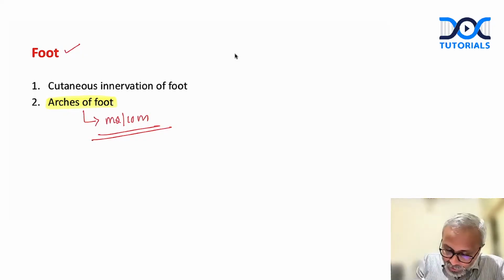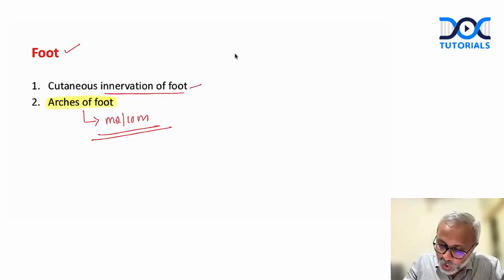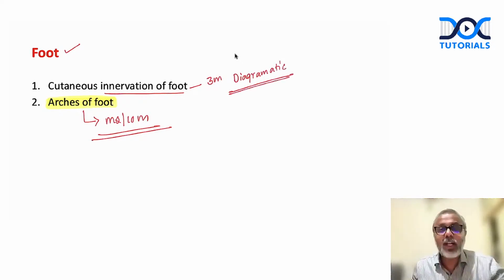Otherwise, one question which we have often seen from the chapter of foot is what is the cutaneous innervation of the foot, and more so a diagrammatic representation, right? Diagrammatic representation of cutaneous innervation of the foot is a very important 3-marker question. Let it be the dorsum or let it be the sole of the foot. Both are important 3-marker questions.